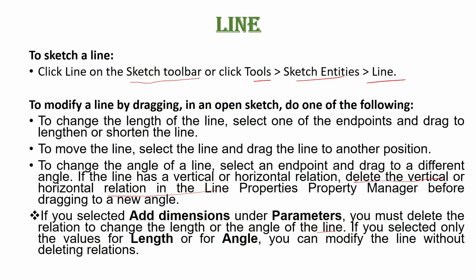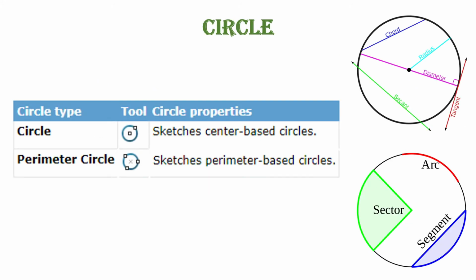Now the next is circle. Okay, so this is the definition of circle: chord, radius, diameter, arc, sector, segment. This is a basic definition. And to draw the circle, there are two ways: center-based circles and perimeter circles.